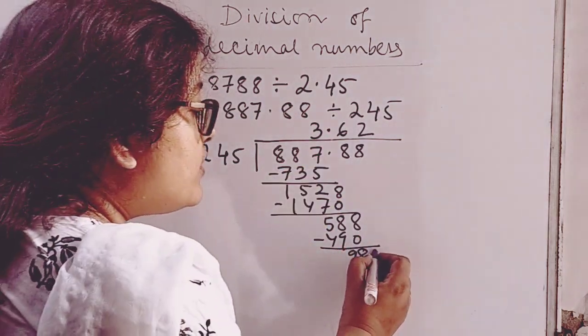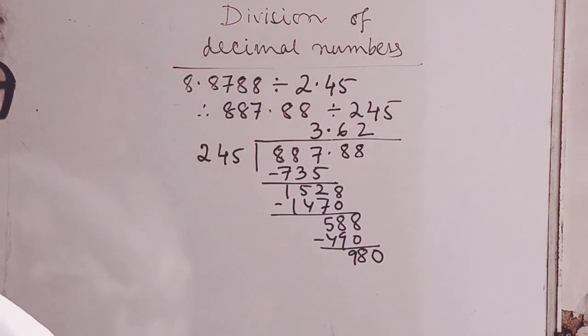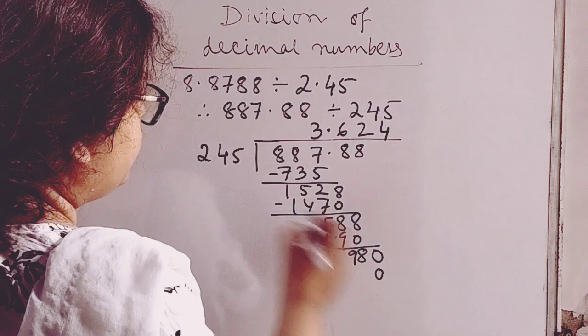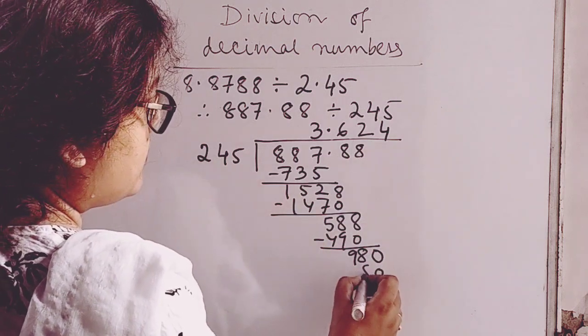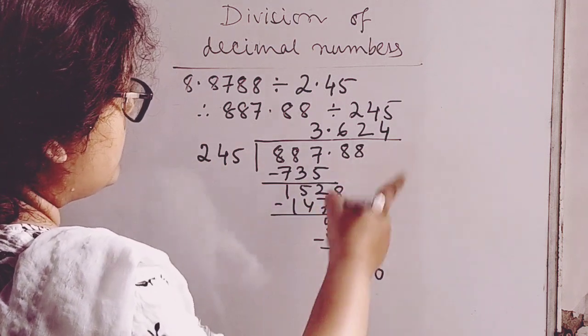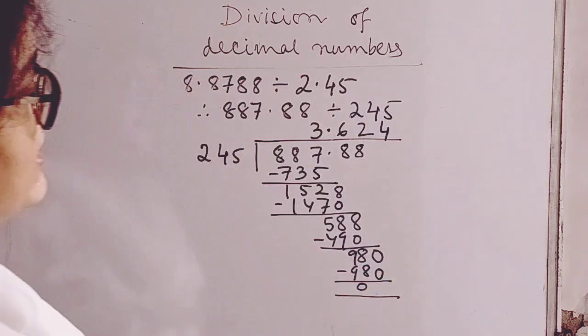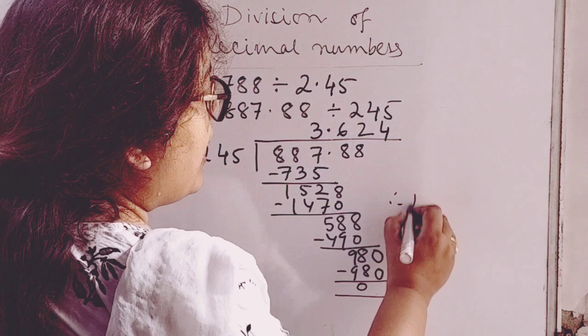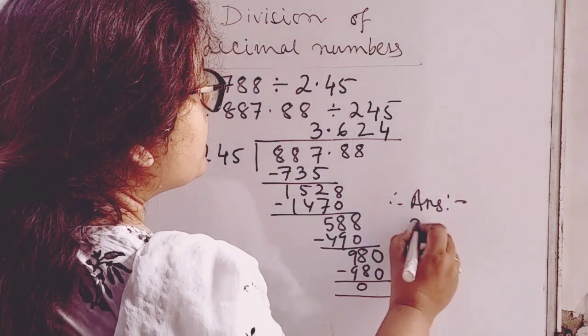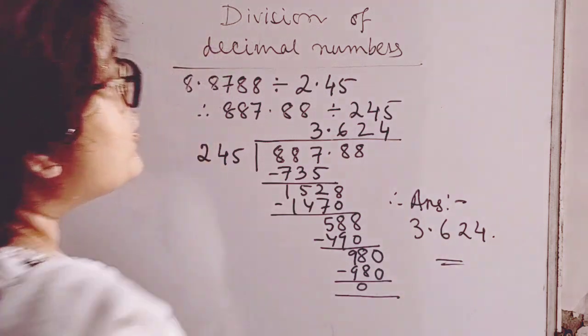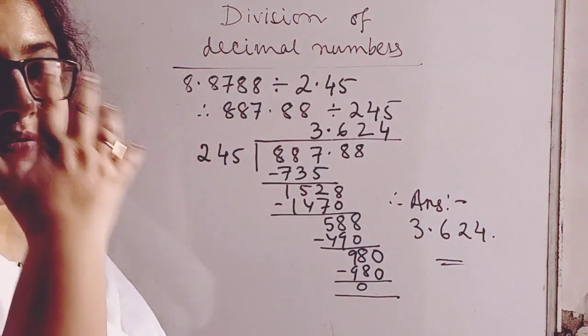So now this 0 can be taken, 980. How many times will it go? I think 4 times. Yes. So the remainder is 0. So what is the answer? Answer is 3.624. So this is the procedure of decimal division.